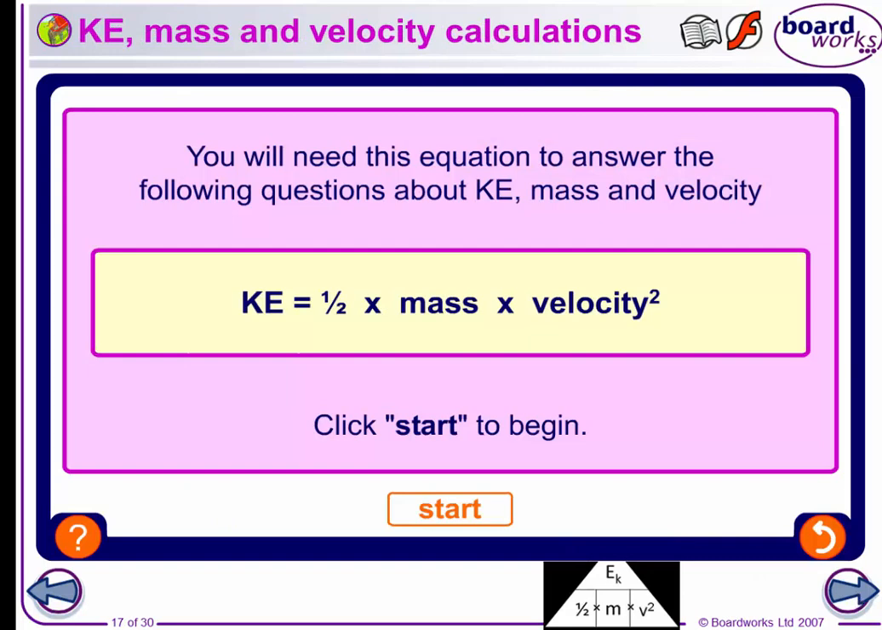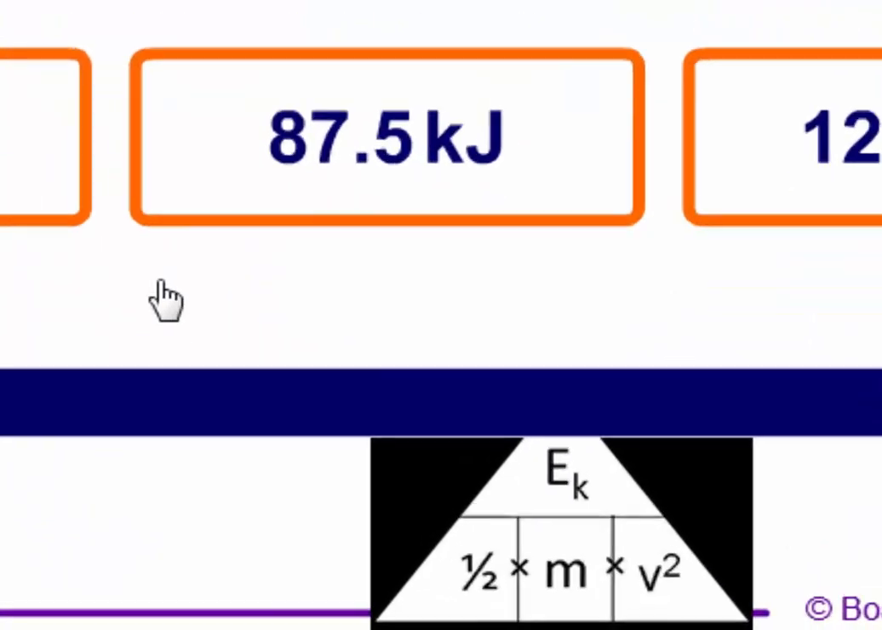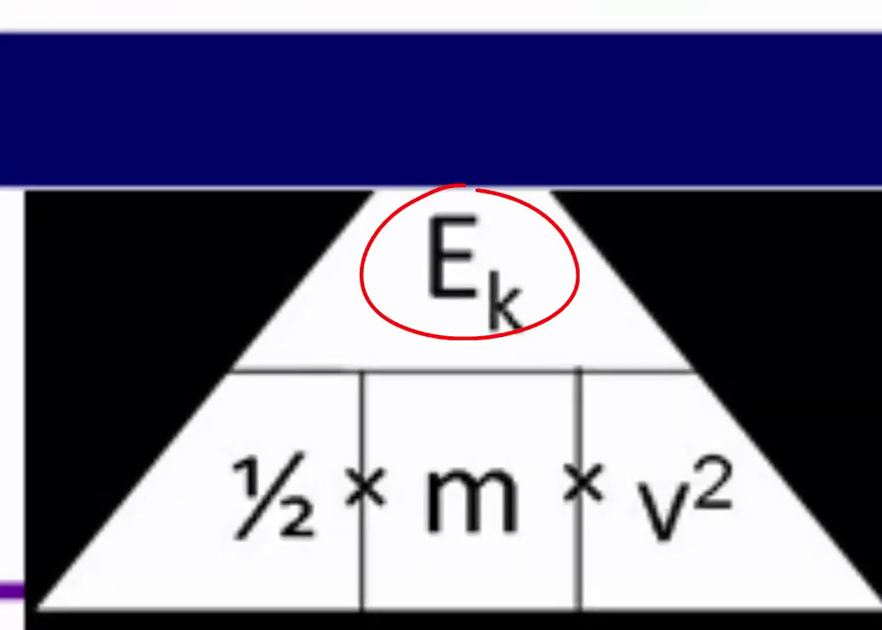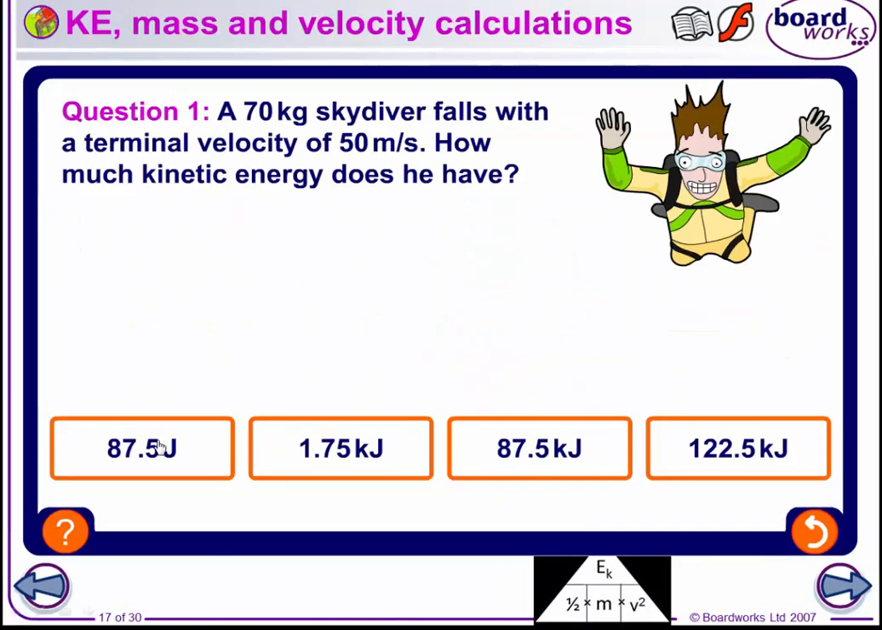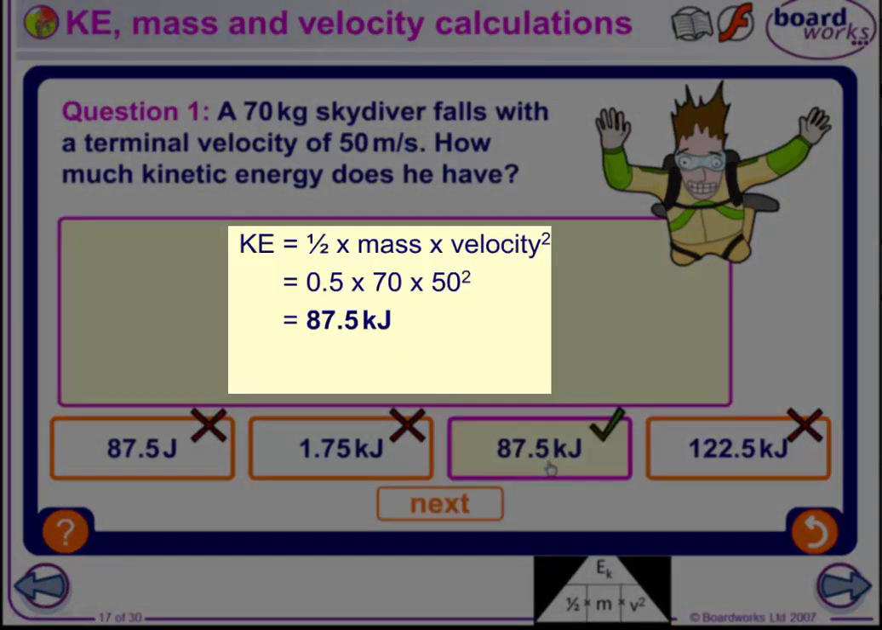Let's do some problems here. A 70 kilogram skydiver travels with a velocity of 50 meters a second. How much kinetic energy does he have? Well, the kinetic energy is equal to half mv squared. Is it this? No. Is it this? No. Is it this? No. 87.5 kilojoules, half mv squared.